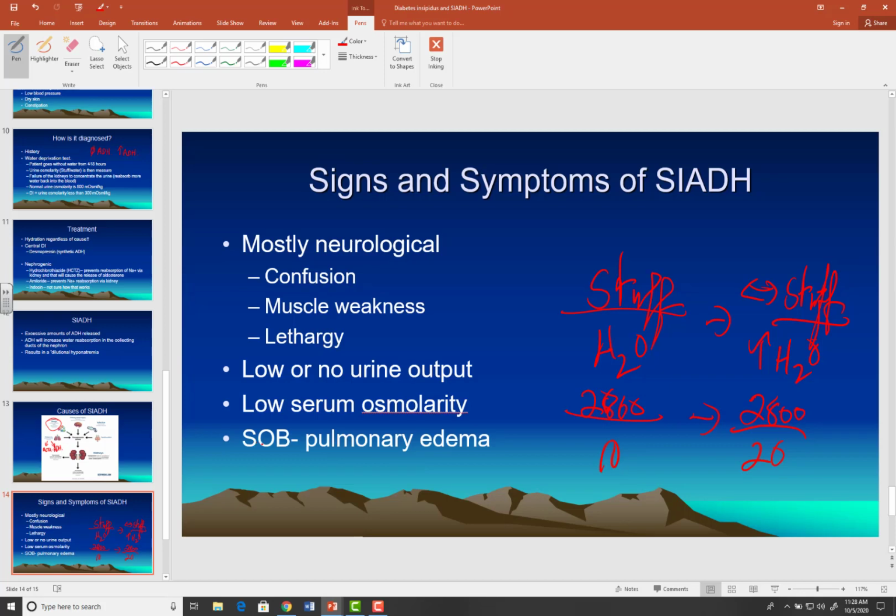Now, one of the big problems associated with that is pulmonary edema. Remember, you got the pulmonary capillaries and the alveoli. And because the blood volume is high, that can force fluid out of the pulmonary capillaries and into the alveoli.